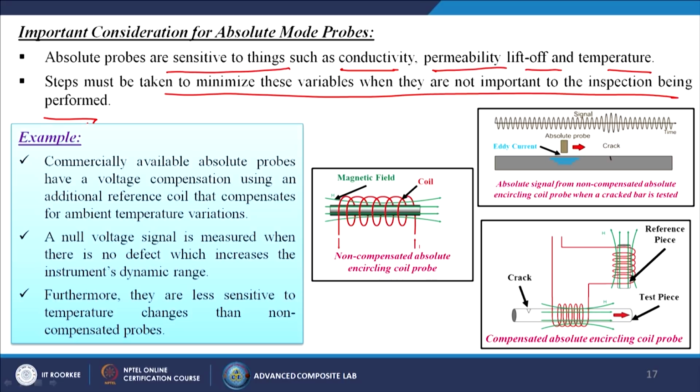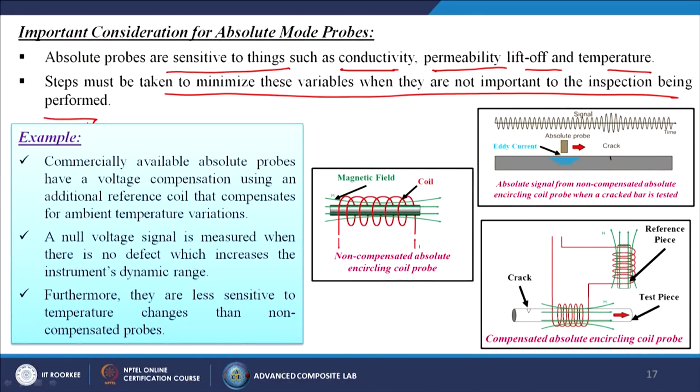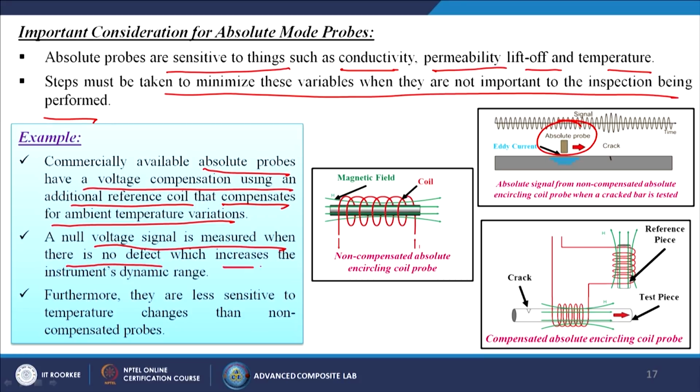So, basically the actual logic is that depending upon your shape and size and which area you are going to cover, you have to take different probes or maybe different techniques. What is the example? Commercially available absolute probes have a voltage compensation using an additional reference coil that compensates for ambient temperature variations. So, this is the example of the absolute probe. A null voltage signal is measured when there is no defect, which increases the instrument's dynamic range. Furthermore, they are less sensitive to temperature changes than non-compensated probes.